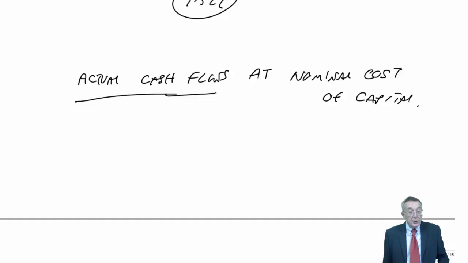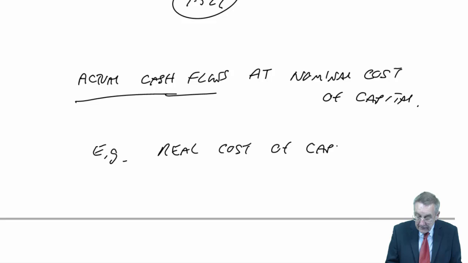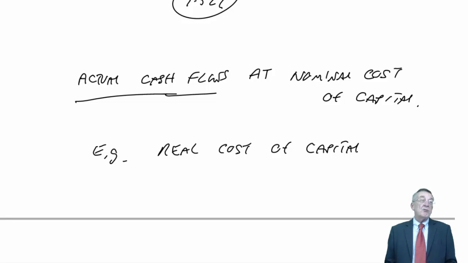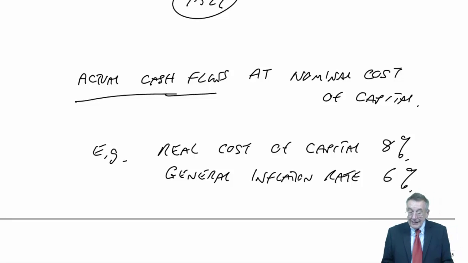Here, I gave you the actual cost of capital was 15%. In exercise 4, you were told the actual cost of capital was 10%. But what you might be told is this. Suppose it said the real cost of capital is 8%. The general rate of inflation is 6%.